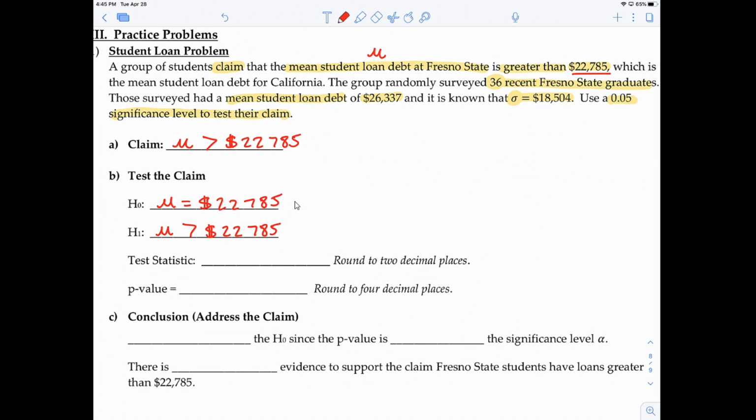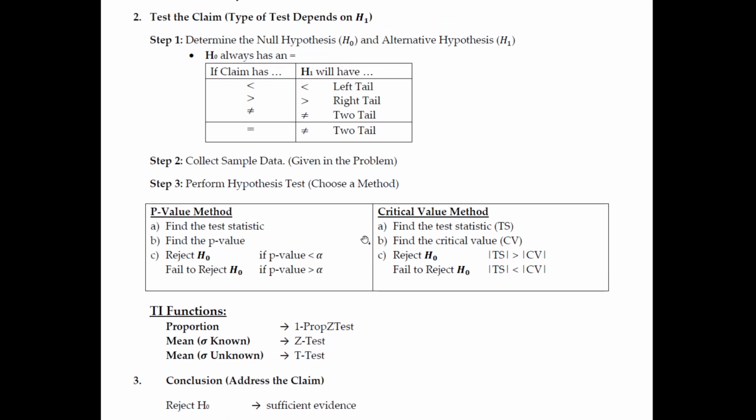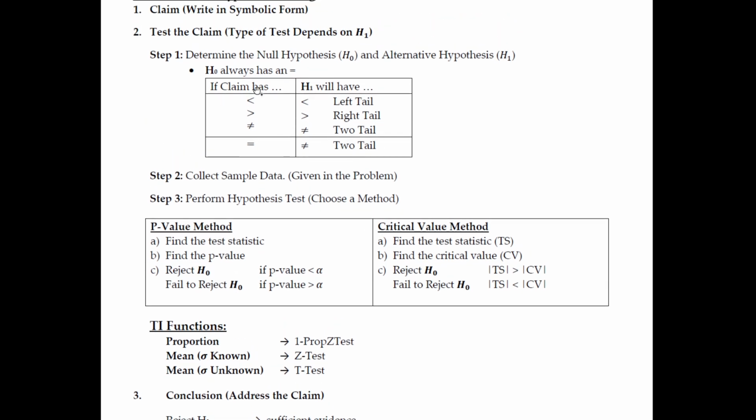It says there's no difference, no change. And then the alternative says there is a difference, there is a change. And this is what we're actually collecting evidence or sampling to prove. If you didn't understand that explanation, I have here this table or this part right here.